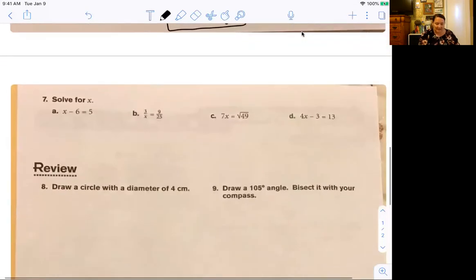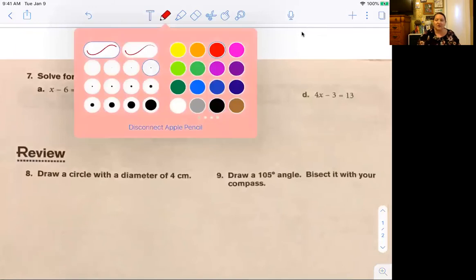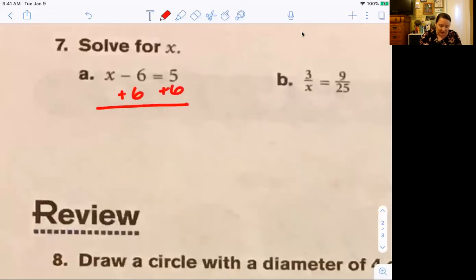Okay, solve for X. I love these. These are our detective work, right? We have to work these out to figure out what that X is. So on 7a, if I have x minus 6 equals 5, how do I get that x by itself? What's the opposite of minusing 6? Good, I'm adding 6. So I'm going to add 6 to both sides of my equation, and I get x equals 11. Now let's check. If we plug x in here, 11 minus 6 equals 5. Does 5 equal 5? It does, so we're done with that one.